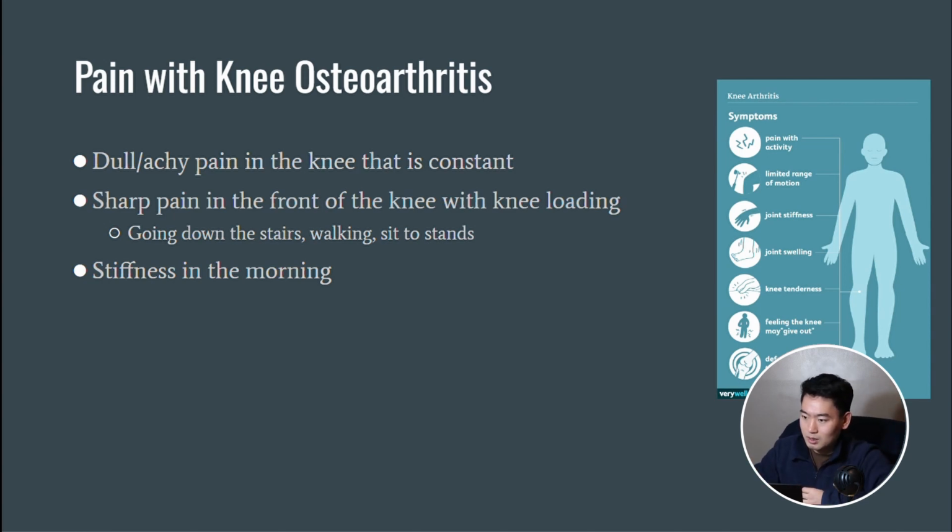And here's a good image describing every symptom that you may feel associated with knee osteoarthritis. So pain with activity, like we mentioned, limited range of motion, that's stiffness, joint swelling. You could see some swelling because of the inflammation. Knee tenderness, when you press on your kneecap or muscles surrounding that kneecap, it feels tender. Feeling like the knee may give out, and the deformity of the joint. You're not going to be able to see the deformity, but that's how it feels.